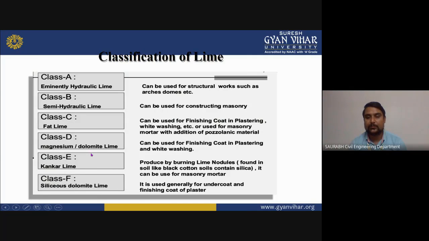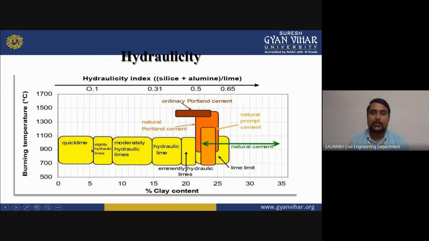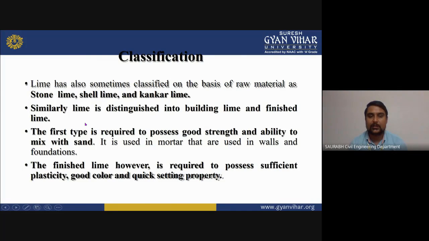Class D can be used for the finishing coat in plastering and whitewashing, and class E is produced by burning lime nodules found in soil like black cotton soil, which contains silica. It can be used for masonry mortar. Class F is also here. It is used generally for the undercoat and finishing coat of plaster. Now we will see the hydraulicity here. As you can see, this graph is showing the hydraulicity based on the clay content. Now we will see the classification.